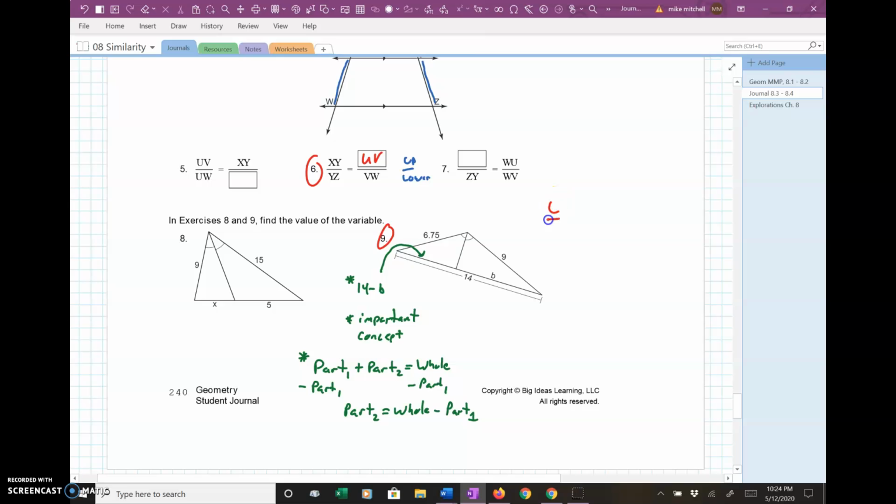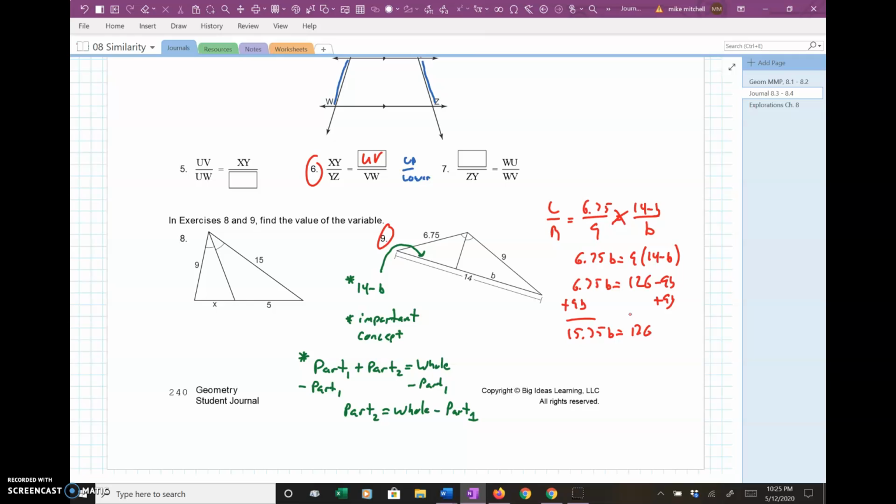So I'm going to do a left to right here. Let's do 6.75 to 9. That's going to equal 14 minus B to B. And cross multiply. 6.75b equals 9 times 14 minus b. 6.75b equals 126 minus 9b. Plus 9b. I got 15.75b equals 126. Get the calculator out here.